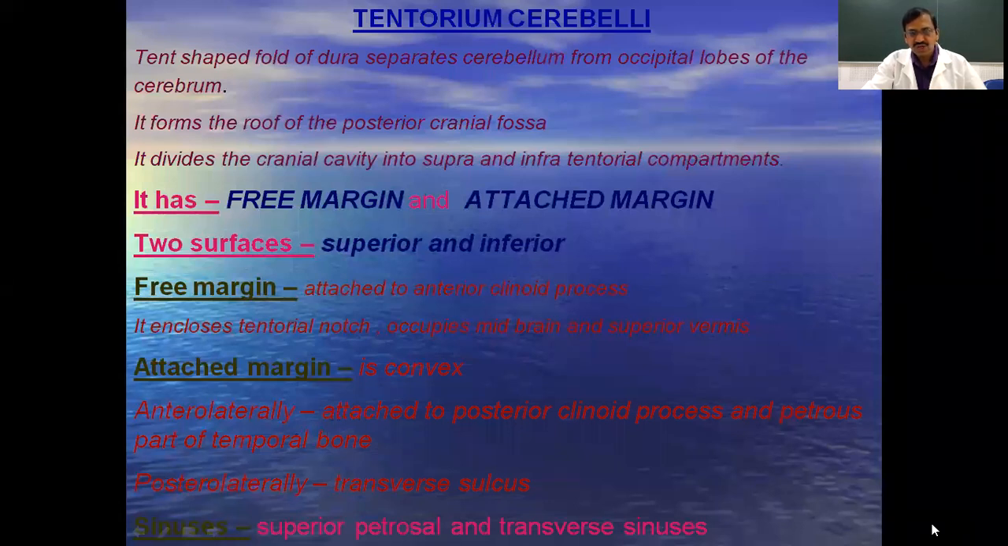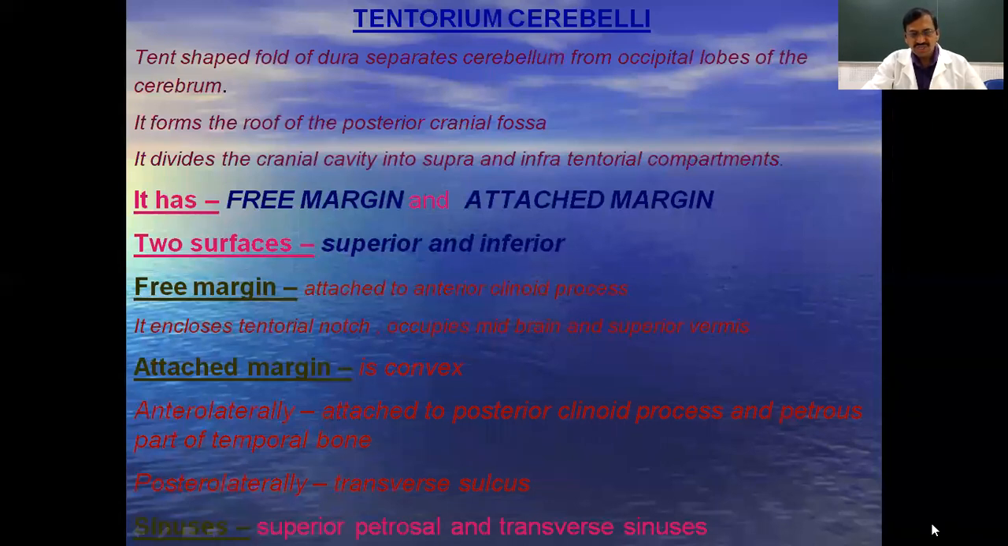That is the most important function of the tentorium cerebelli, and at the same time, it also prevents the compression of the occipital poles or occipital lobes of the heavy cerebrum. Compared with the cerebellum, the cerebrum is heavy in structure and weight also, so to prevent the compression of the cerebrum over the cerebellum, this tentorium cerebelli is necessary, and it plays the most important role. At the same time, it divides the cranial cavity into two most important compartments, the supratentorial and infratentorial compartments.